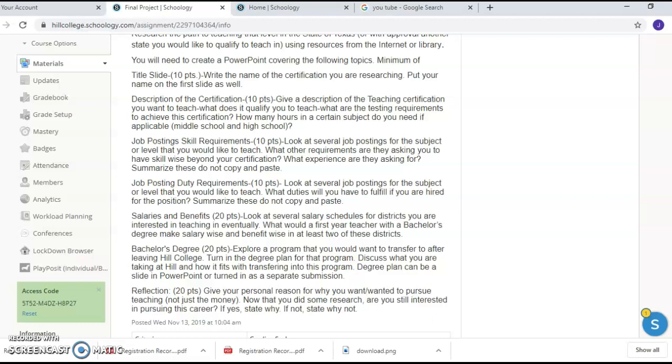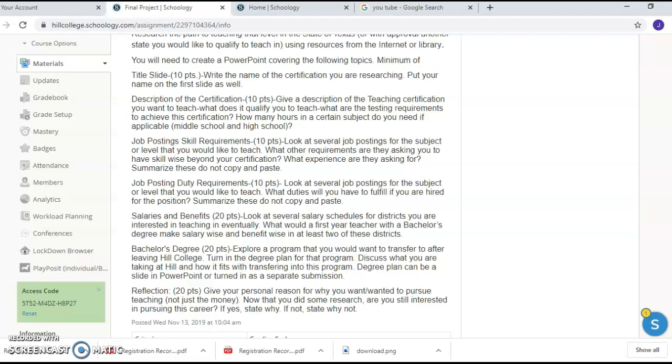Then you need to look for job posting duty requirements. So look at several job postings for the subject or level that you would like to teach. I recommend, you can look anywhere at any school district, but I do recommend going to some of the bigger school districts because you'll find more options. Right now, people aren't hiring a ton because of everything going on, so it might be difficult to find postings. So I'd look at Waco, look at Austin, look at Dallas, look at Fort Worth. You're going to find more job postings at those locations. What duties are they going to require? So beyond just teaching, what do you have to be doing? And we're going to look at job postings, and I can kind of show you what I'm talking about.